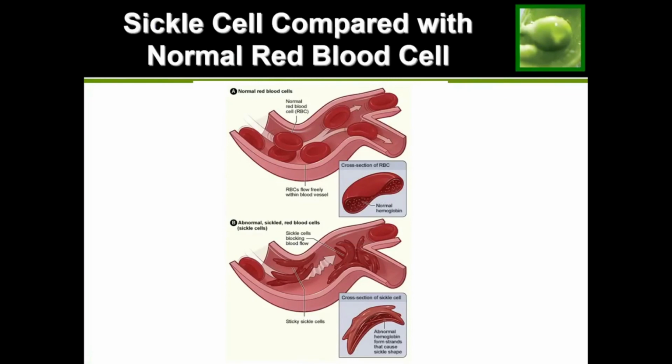Now here you see why this is so important, because at the top you have the red blood cells that are normally developed that can flow really freely through the blood vessels. But the ones on the bottom, since they have this odd shape, they can actually get stuck. They can lodge themselves in the different areas of the blood vessels and actually get stuck and block blood flow.